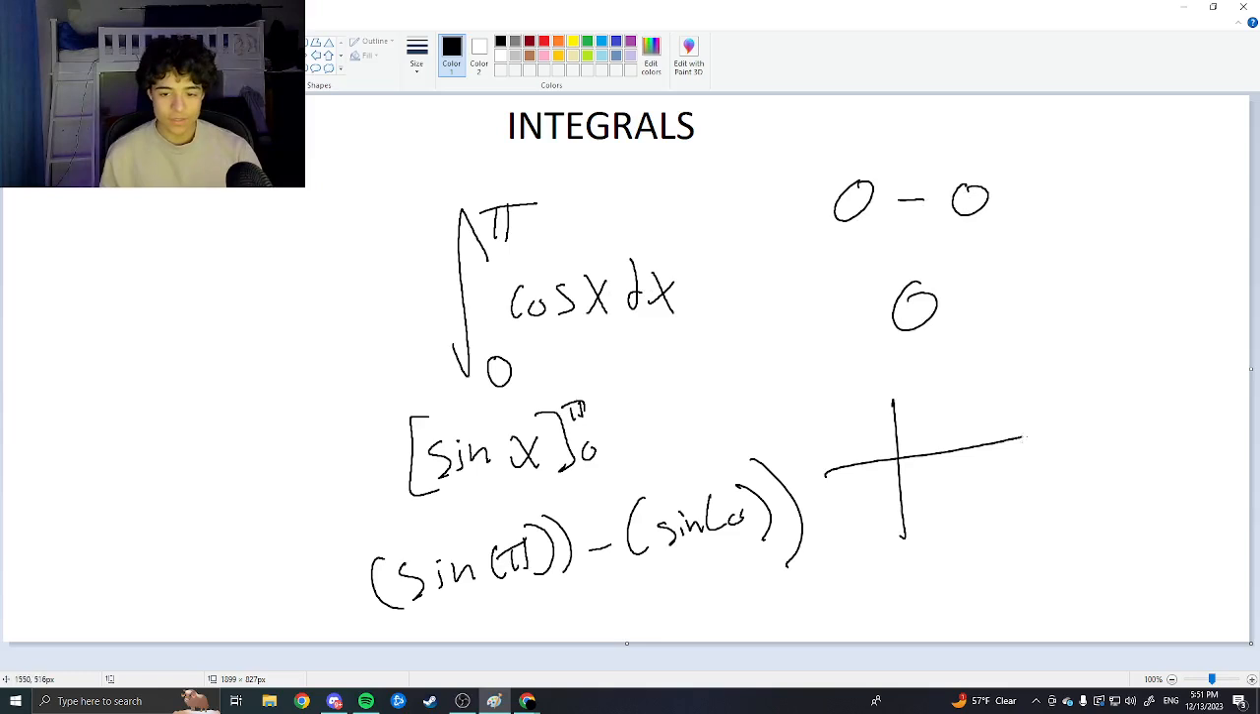This makes sense because the cosine graph looks like this, right? It goes down and then it goes up. Pi is right here. So it's up at +1 and then down at -1, so they cancel out and end up totaling 0.